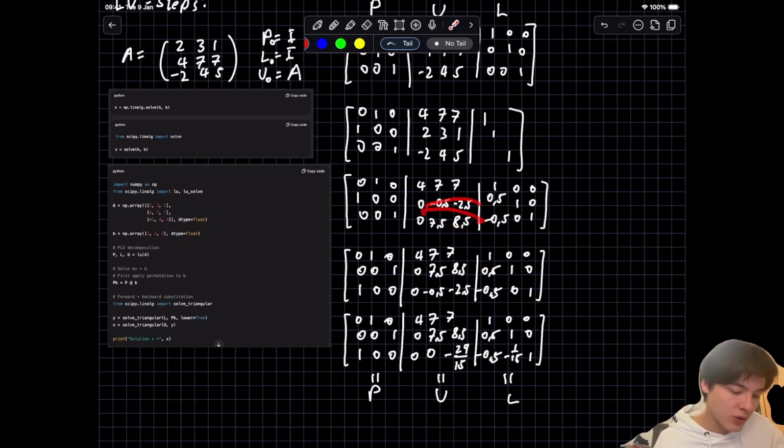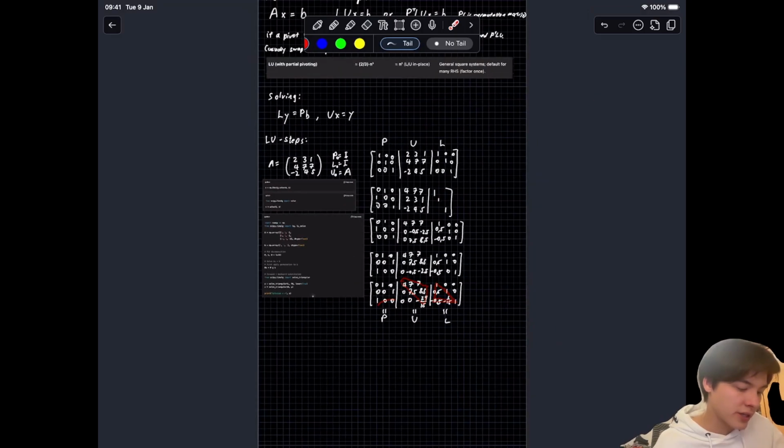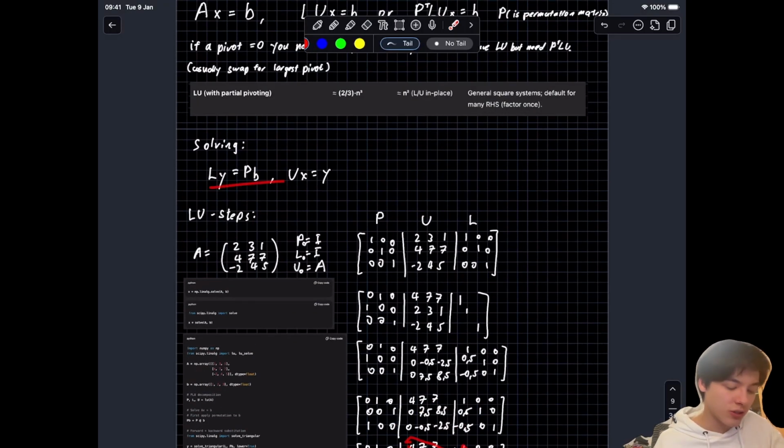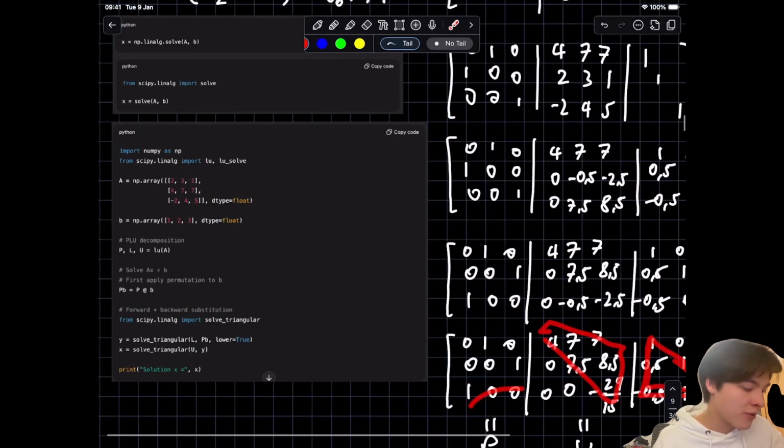We swap the rows here, so we turn this again. And then when swapped, we subtract this, which is like 1/15, and then we get this. So here we see in the end, we have an upper triangle, a lower triangle, and our permutation matrix. Then we can just do substitution and get our x, or what we were looking for.